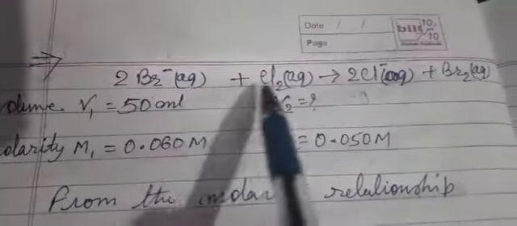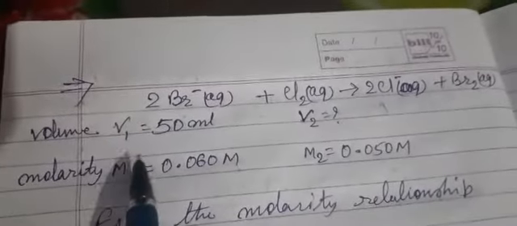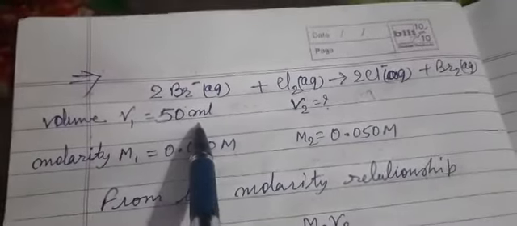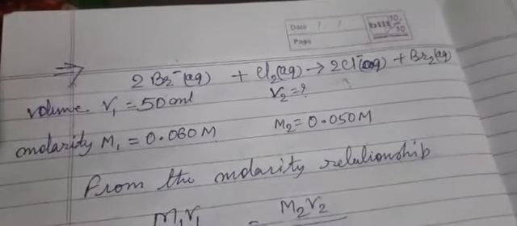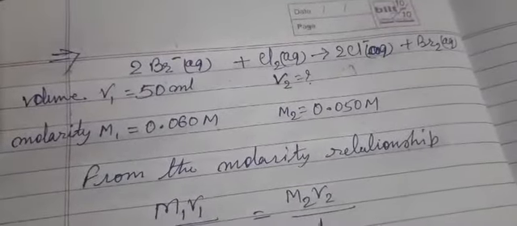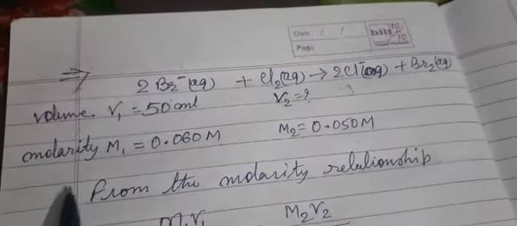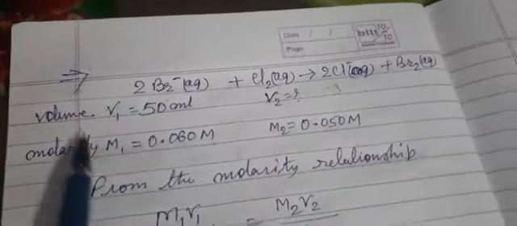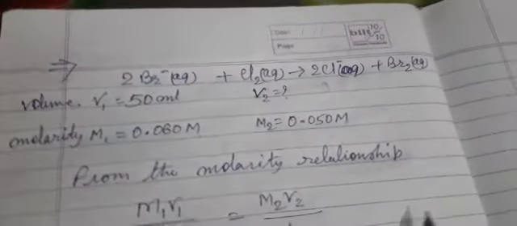First we will write the balanced chemical equation. So you can see this is your balanced chemical equation. After balancing, we must write the data given in the question. So what is the volume of the bromide ion? It is 50 ml. The molarity of the bromide ion is this much, because the molarity of the ions is the same as the molarity of the solution. Since the molarity of sodium bromide is this much, the molarity of the bromide ion is the same. The volume of sodium bromide is 50 ml, so the volume of the bromide ion would be the same.